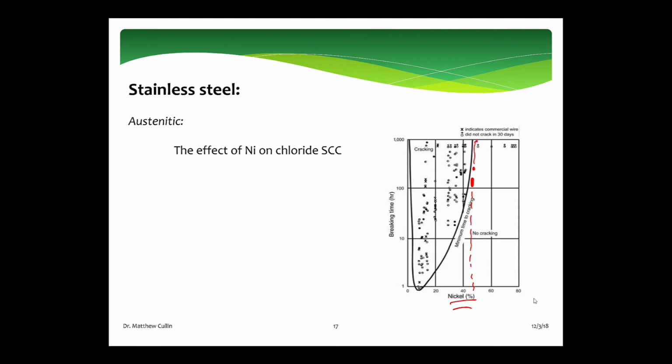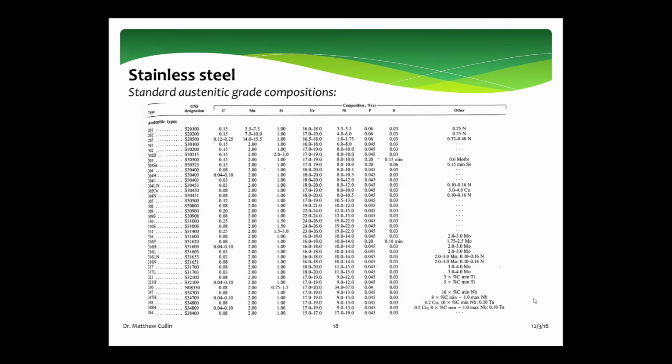But we know that nickel is really expensive. So if stress corrosion cracking is what's going to kill your stainless steel, you're going to have to play the game to figure out how much nickel you're going to require, based on chloride content and temperature, to prevent stress corrosion cracking. And obviously, if you get it wrong, it's going to be a problem.